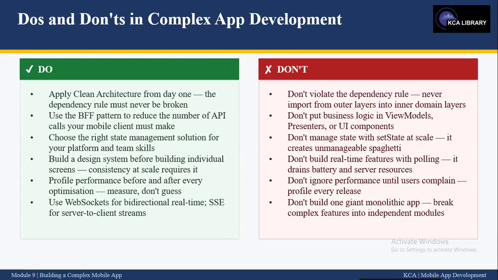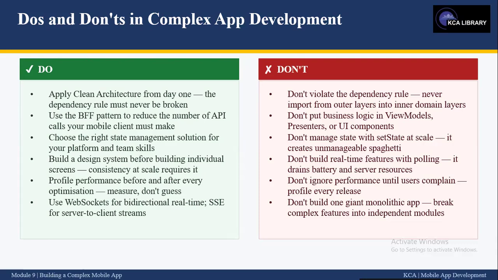Don't guess. Use WebSocket for bidirectional real-time, SSE for server-to-client streams. Don't violate the dependency rule: never import from outer layers into inner domain layers. Don't put business logic in view models, presenters, or UI components. Don't manage state with setState at scale. Don't build real-time features with polling. It drains battery and server resources.